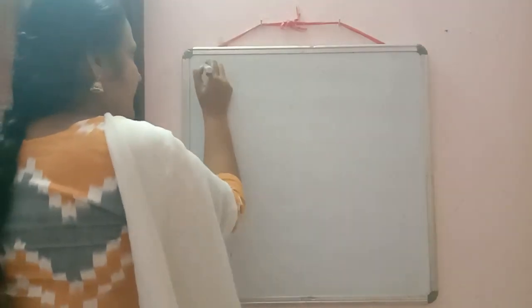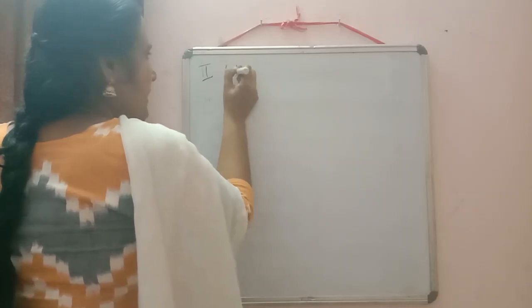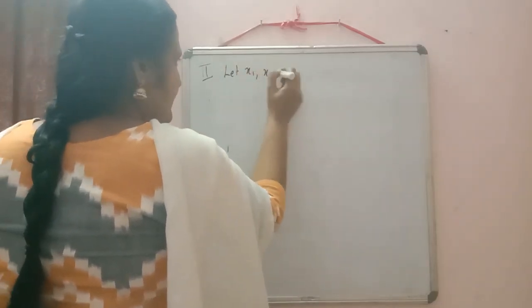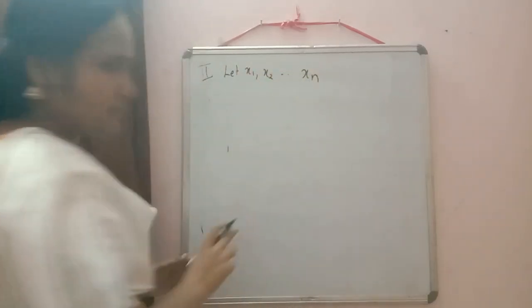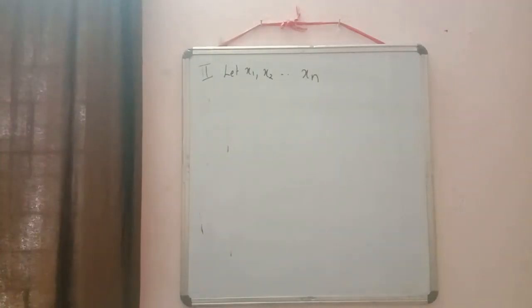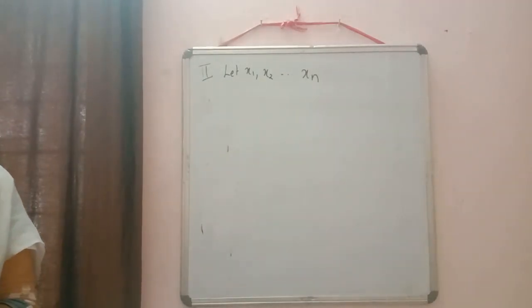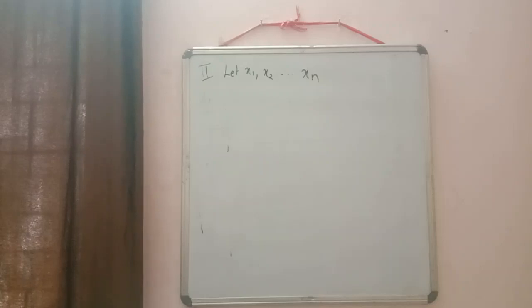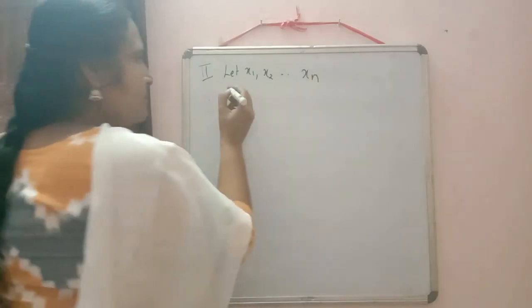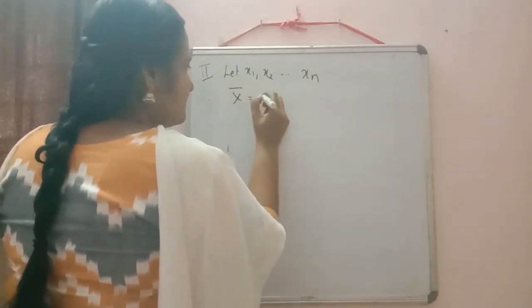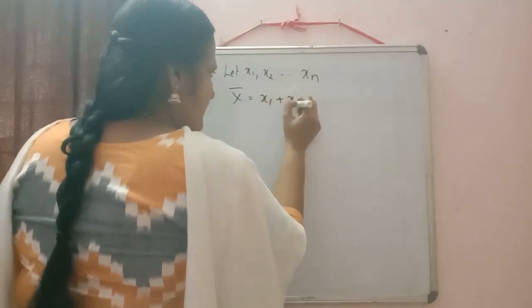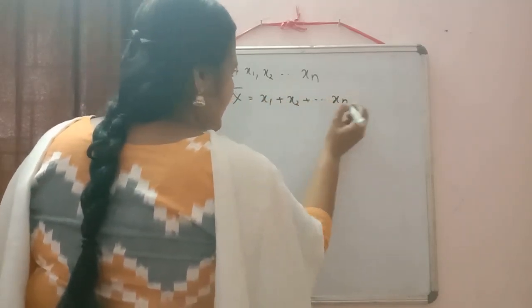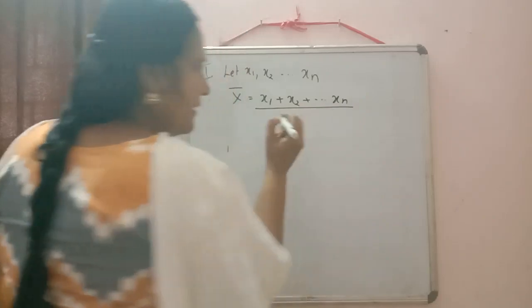So again, second case, write down. Let x1, x2, etc. xn be n observations. Written. And the mean of all the observations is x bar only. So here I am writing directly. x bar is equal to x1 plus x2 plus etc. plus xn divided by n.